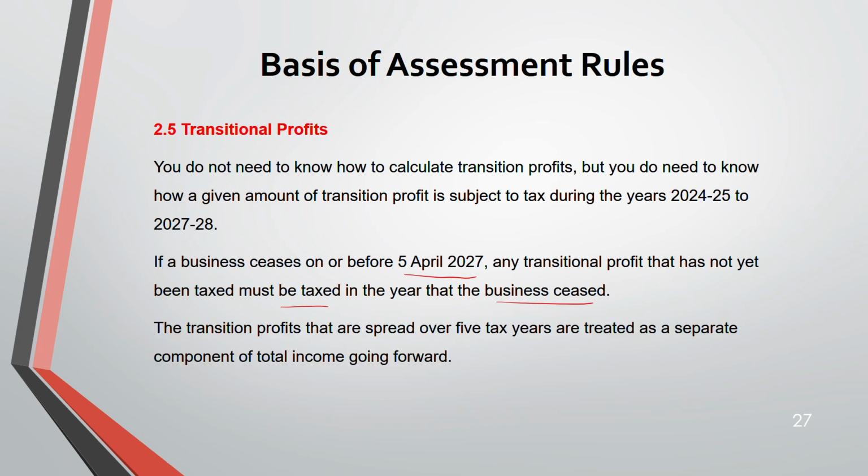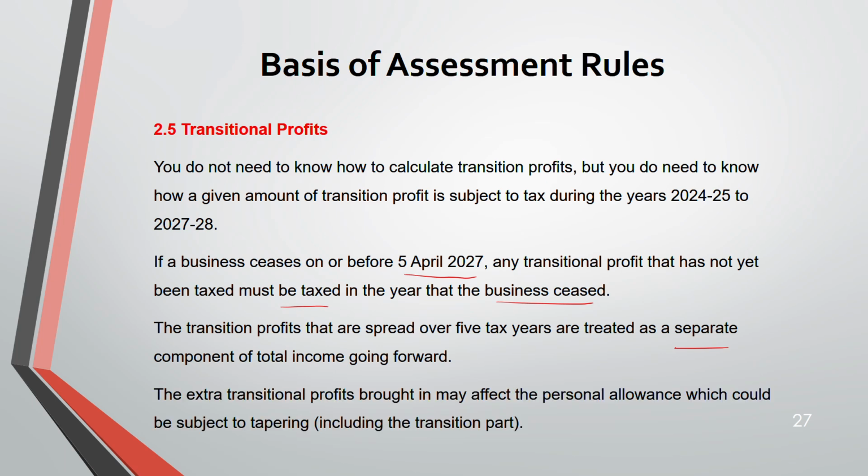The transitional profit that is spread over the 5 tax years is treated as a separate component of total income going forward. So the extra transitional profit brought in can affect your personal allowance. This could reduce your personal allowance, including the transitional part.